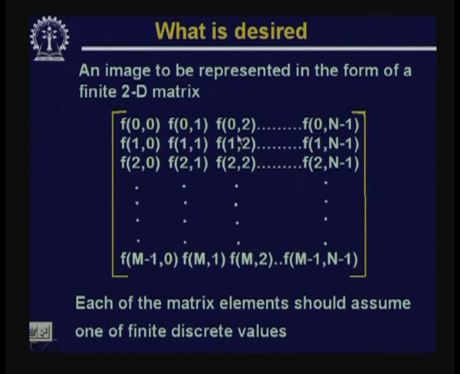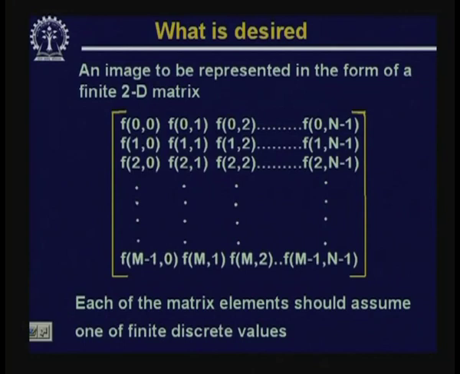Now, the second requirement: what does every matrix element represent? Every matrix element represents an intensity value at the corresponding image location, and we have said that the number of intensity values can again be infinite between a certain minimum and maximum, which is again not possible to represent in a digital computer. So, here what we want is that each of the matrix elements should also assume one of a finite set of discrete values. So, when I do both of these, that is, first, sampling to represent the image in the form of a finite two-dimensional matrix, and second, digitizing each of the matrix elements so that the intensity value at a particular element can assume only values from a finite set of discrete values, these two together complete the image digitization process.